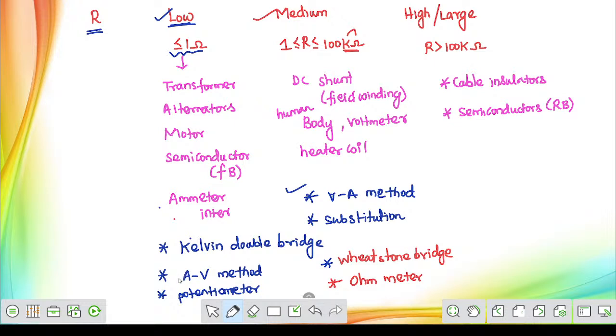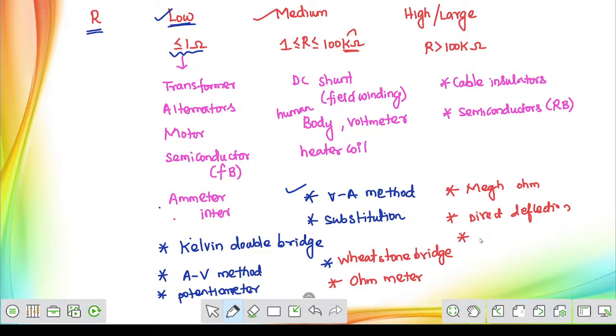Sir, what are all the devices that we have to measure the value of high resistance? Just to recollect once. To measure the value of high resistance, the first and most famous method is the mega ohm bridge method. And the second one is the direct deflection method.